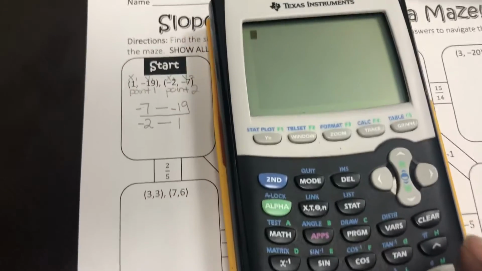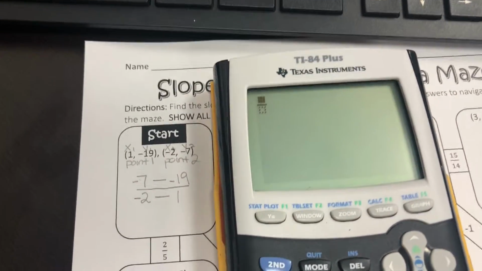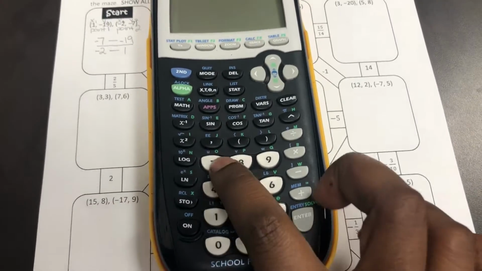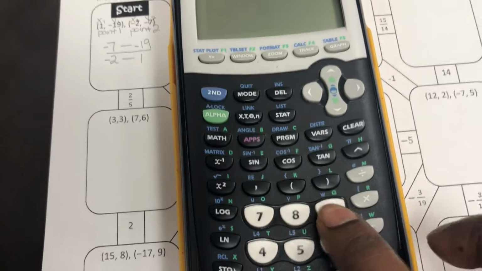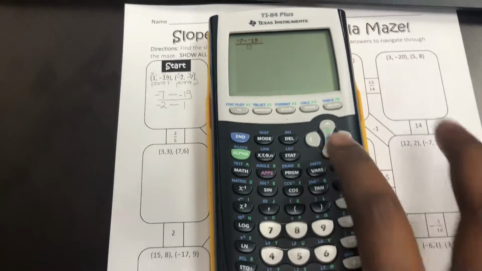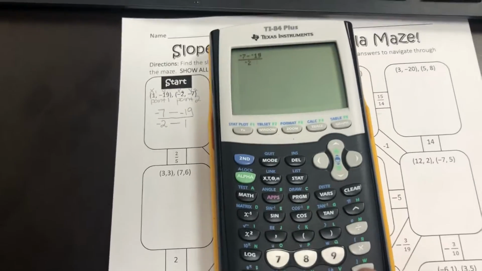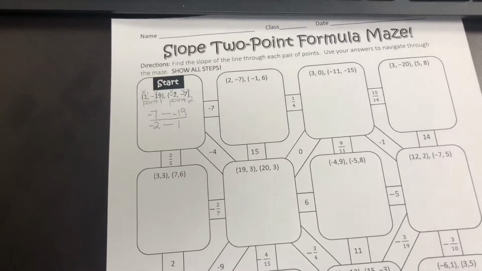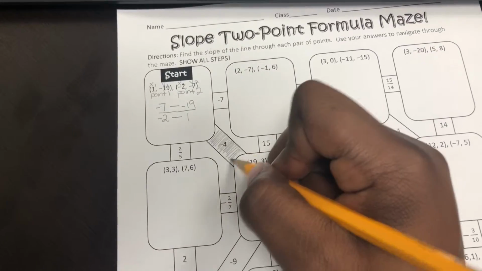From there, go ahead and plug it in. So delta y equals, press enter, and I'm gonna type it in. So this time, I have to use my negatives for some of these numbers. So -7 minus -19, that's on top. Then on bottom is -2 minus 1. So you just get -4. There's that answer right there.